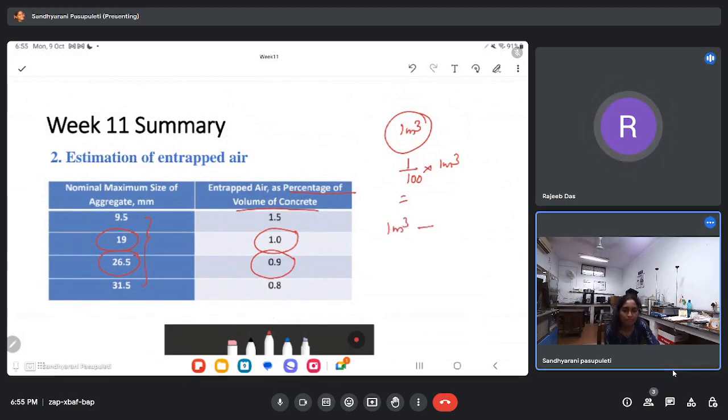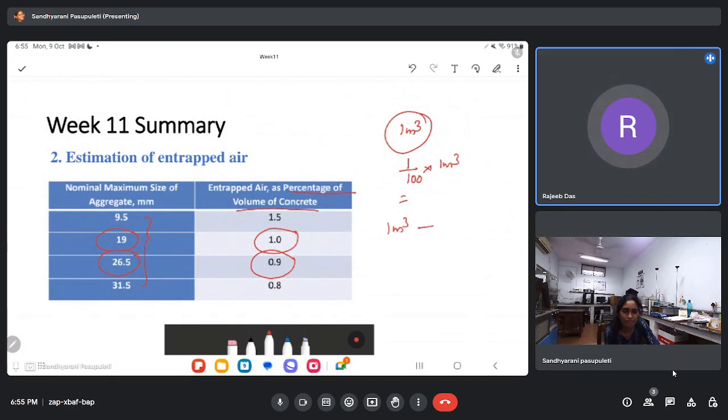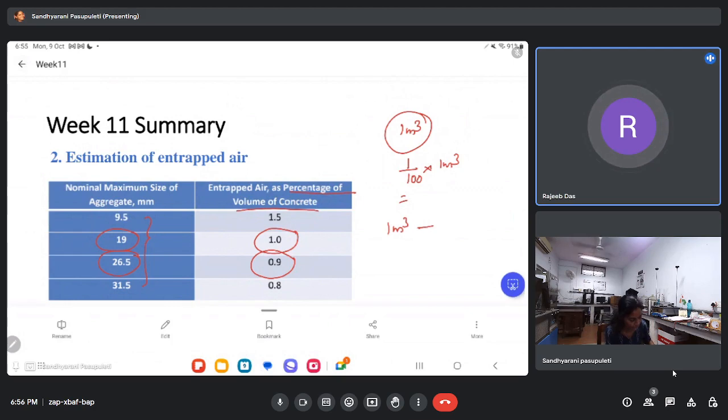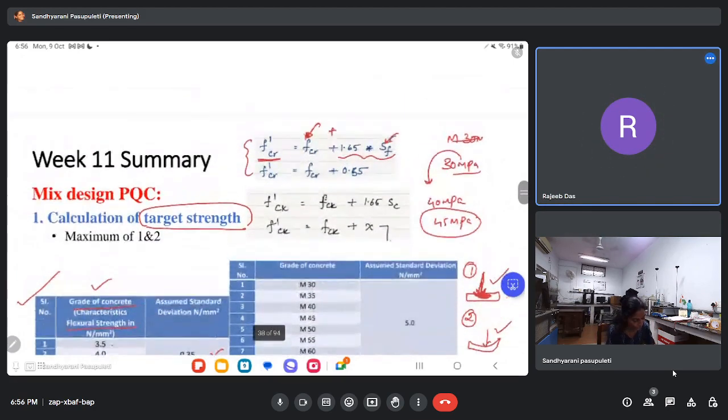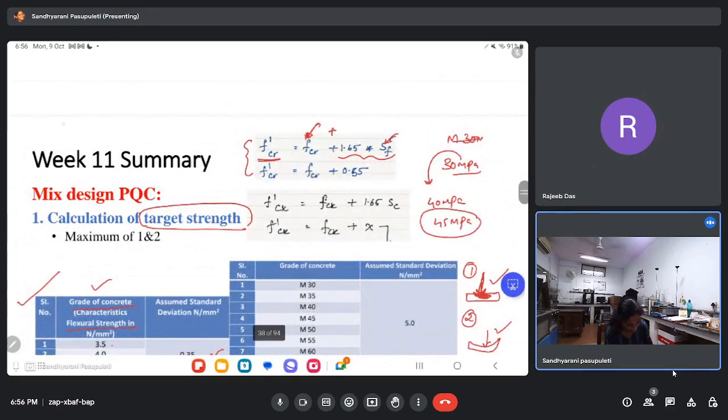Excuse me, madam. The targeted strength is equal to, how did you do it? If we see here, sir, there are first two equations, sir. F dash here. If we are designing for flexural strength, then F dash here we are going to calculate.